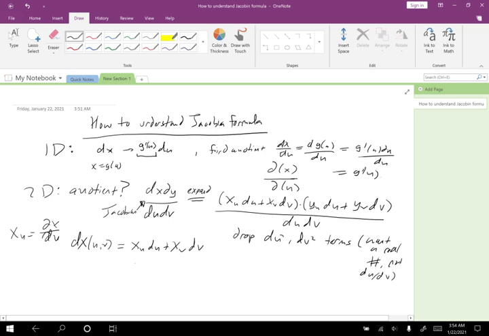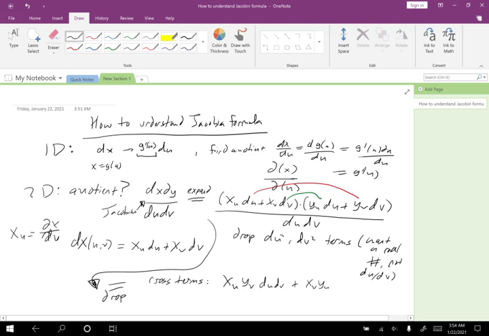Okay? So if we drop these terms, we'll end up with just the cross terms. So we have xu. I'm going to just draw arrows to indicate where the cross terms are. So we have xu yv, and then we have du dv plus xv yu. Based on the formula for the Jacobian, we're looking good so far. But the only problem is there's no minus sign.